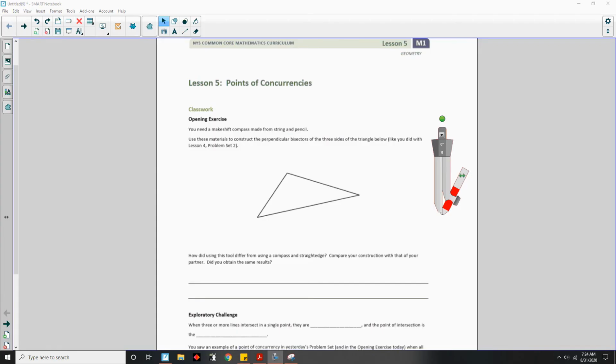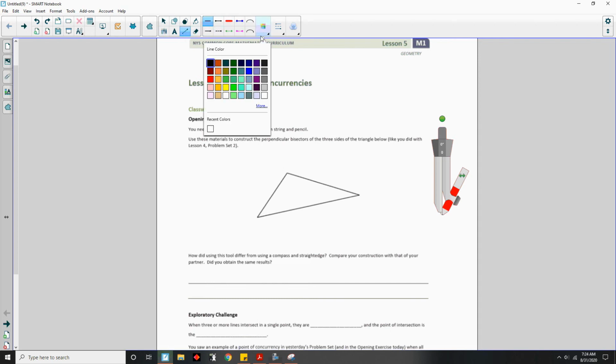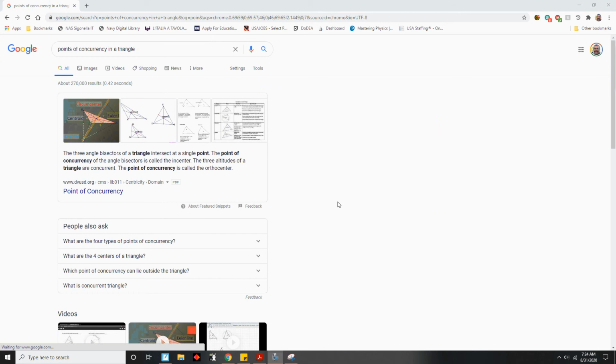Welcome to Lesson 5, Points of Concurrencies. Alright, concurrencies. What in the world is that? Alright, so let's start with a definition.